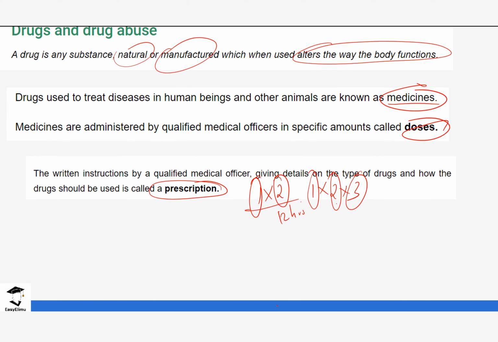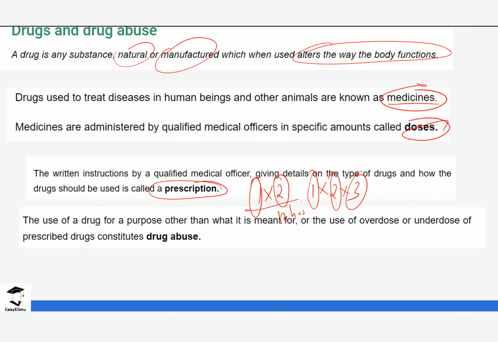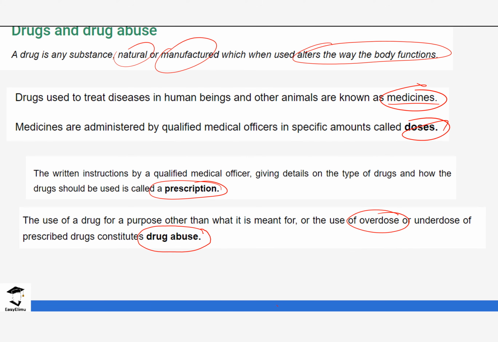So the next thing is when people use drugs for other reasons other than what they are intended for, we say that there is drug abuse. They're abusing drugs, and it's not only just for leisure, but also when drugs are taken in overdose, where you have been given some medication, but you take more than what you have been prescribed, or sometimes you do not finish the prescription that you have been given.